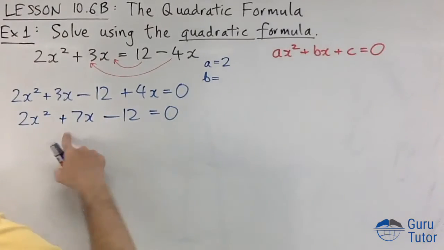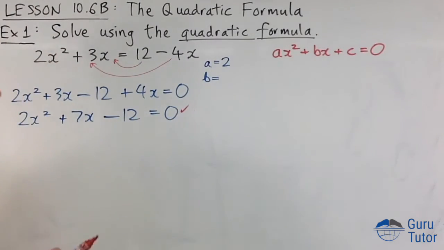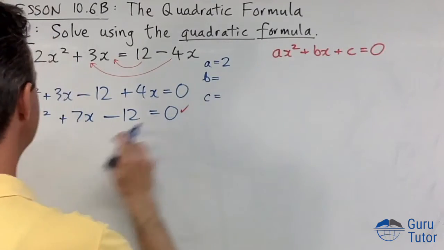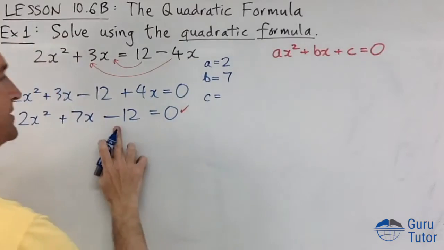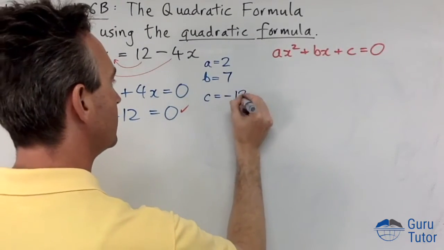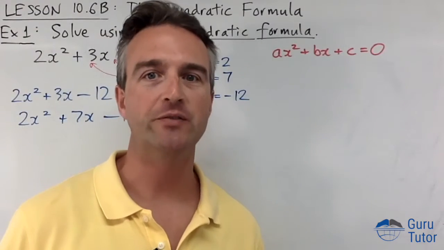Now this looks like that. We are there. Now we can figure out what A, B, and C are. A is 2. Oh yeah, that was right. B is 7. And C is negative 12. Now we've identified A, B, and C. We put those into the quadratic formula.